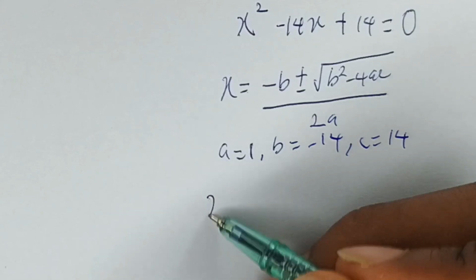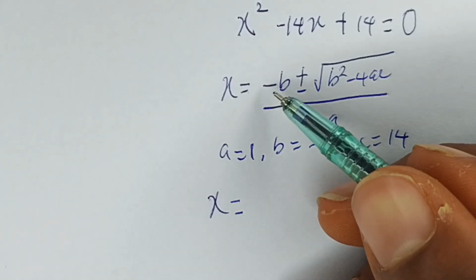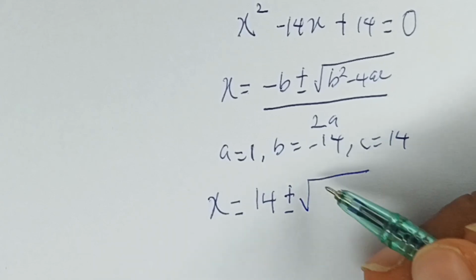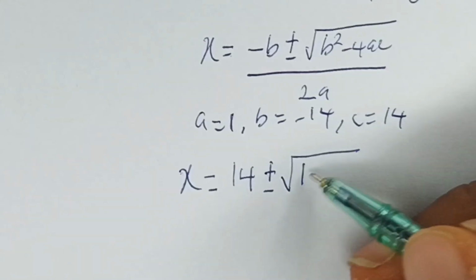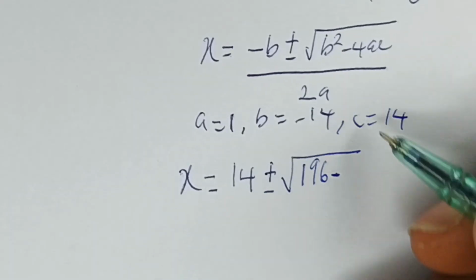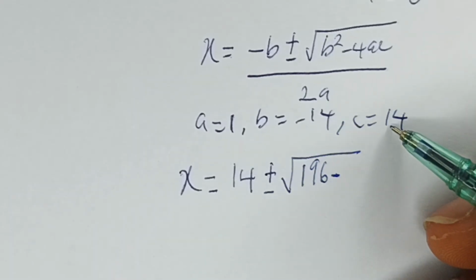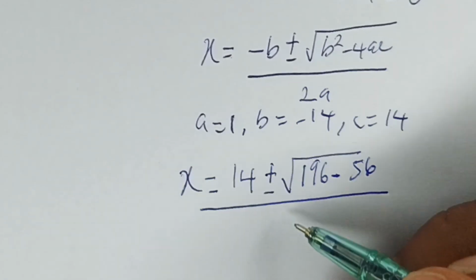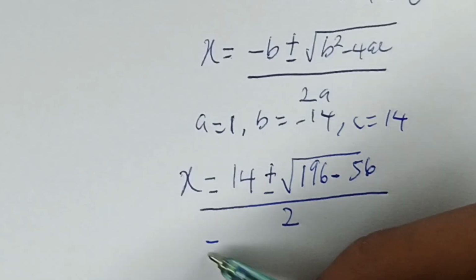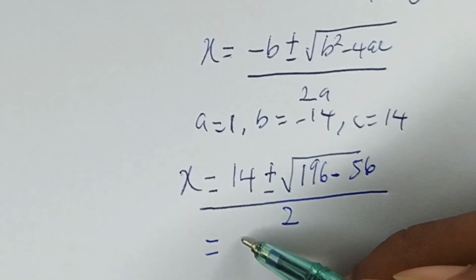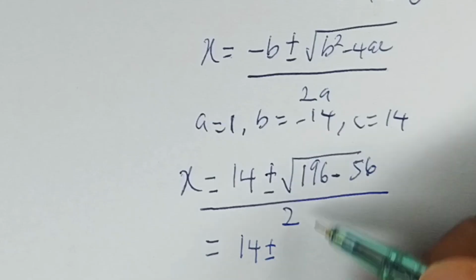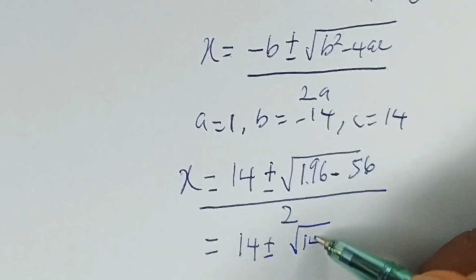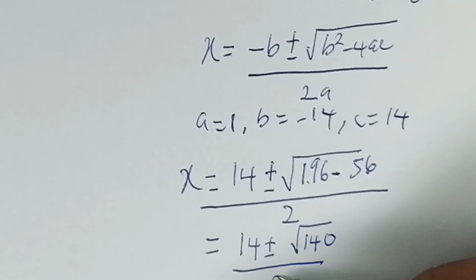Now x from here will be equal to negative times negative 14, which is positive 14, plus or minus square root of negative 14 squared, 196, minus 4 times 1 times 14, which is 56, all over 2 times a, which is 2 times 1, which is 2. This is equal to 14 plus or minus the square root of 196 minus 56, which is 140, all over 2.